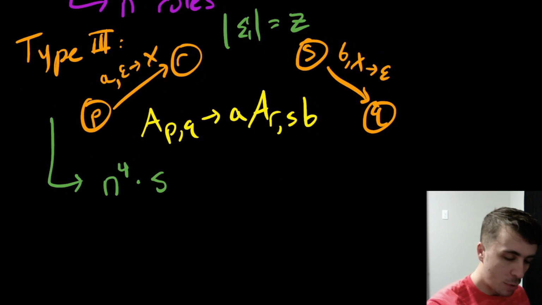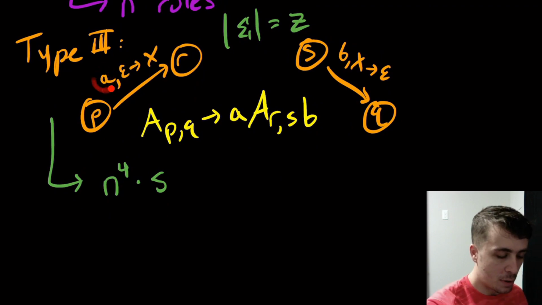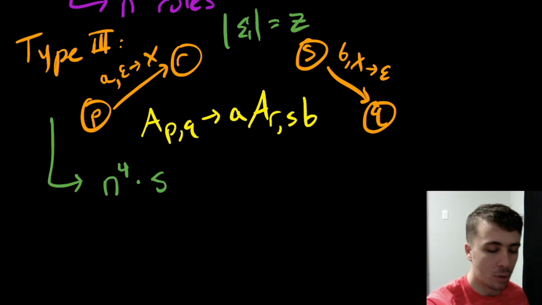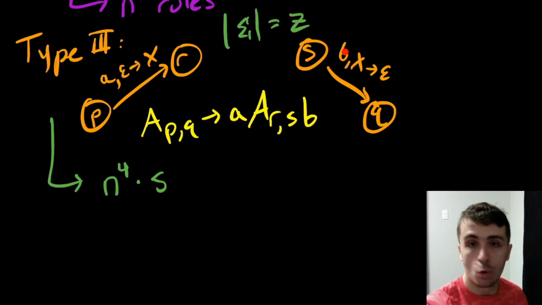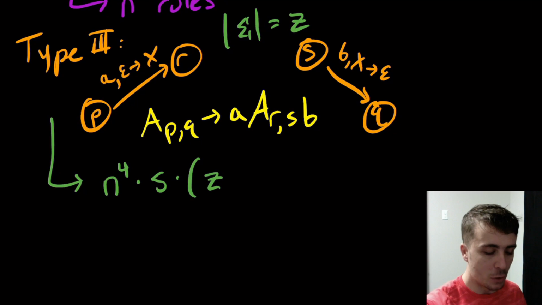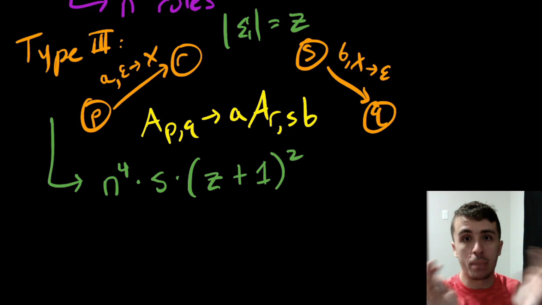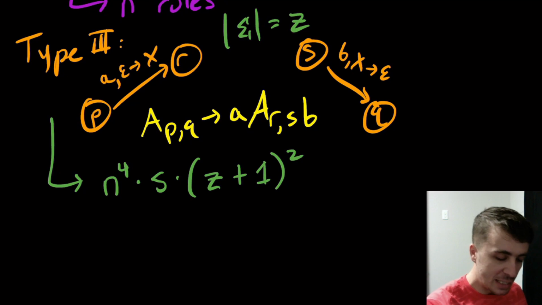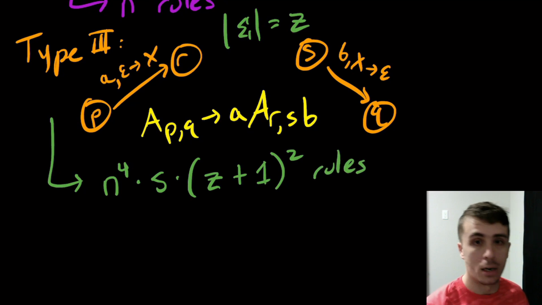So then we could have anything for what's being read here or not. It could be epsilon too. And then anything here or epsilon. So times, it could be any of the Z symbols for each one of them plus 1 for epsilon, squared, because they could be independent. And you may declare victory and say that that's the number of rules that we'll actually make here.